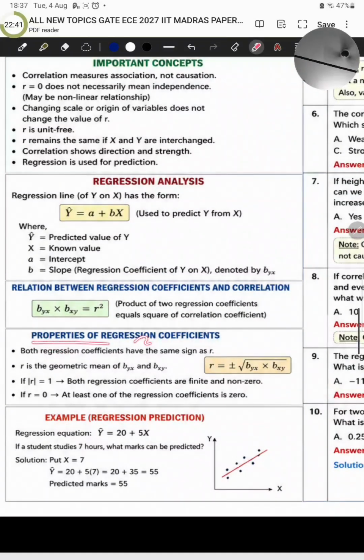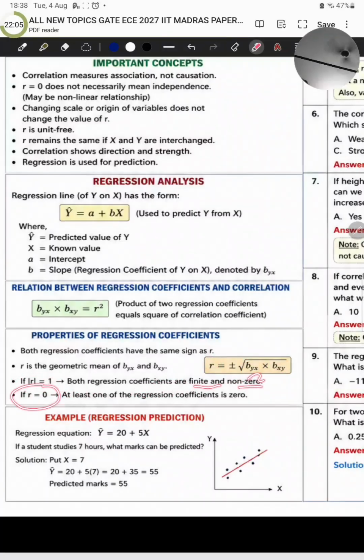Now properties of regression coefficients. Both regression coefficients have the same sign as r. r is the geometric mean of b_yx and b_xy. If mod of r equals 1, both regression coefficients are finite and non-zero.